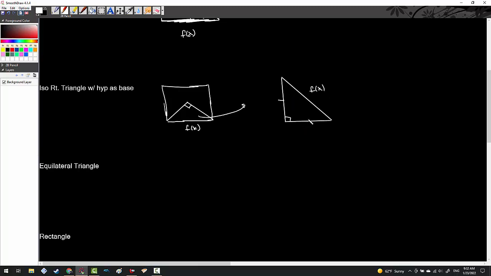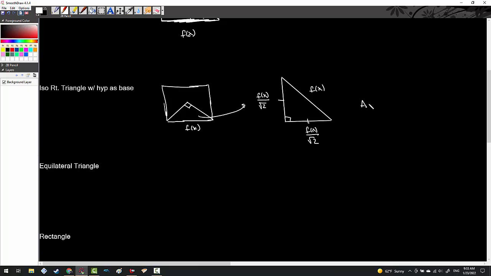Well, remember, this is a 45, 45, 90 right triangle, right? And so that's going to be f of x over square root of 2, because that's how I move from hypotenuse down to leg. I divide by rad 2. Unlike when we were learning this in Integrated 2, we would multiply by rad 2 to get to the hypotenuse.